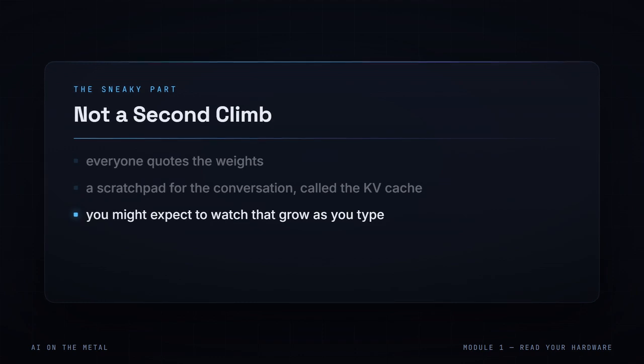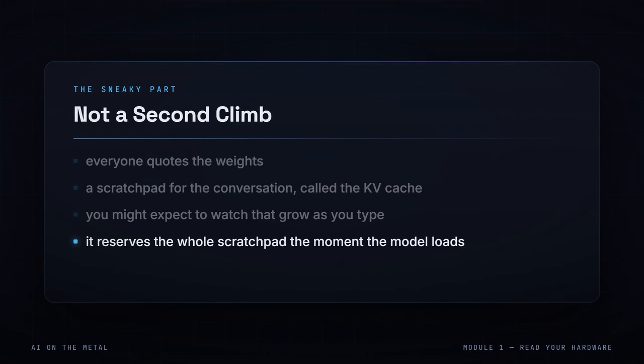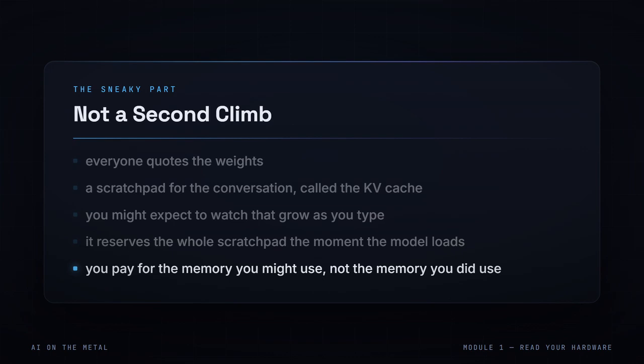We expected that too. It does not work that way. It reserves the whole scratchpad the moment the model loads, sized by the context length you asked for. Which means you pay for the memory you might use, not the memory you did use.